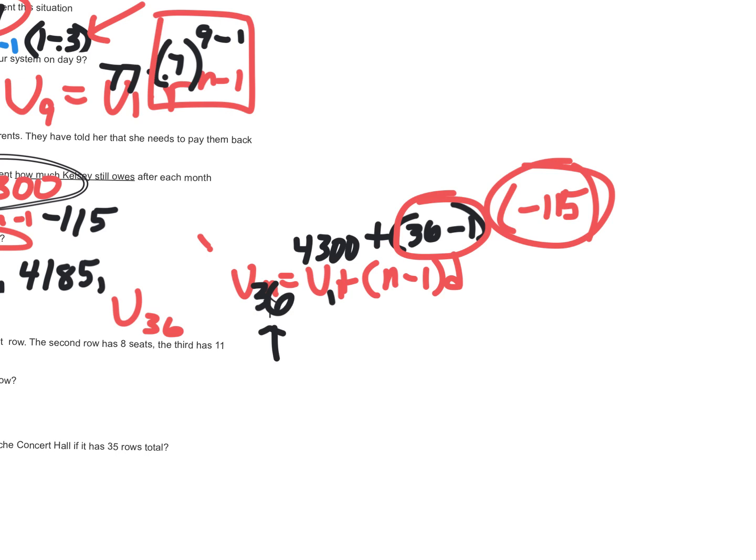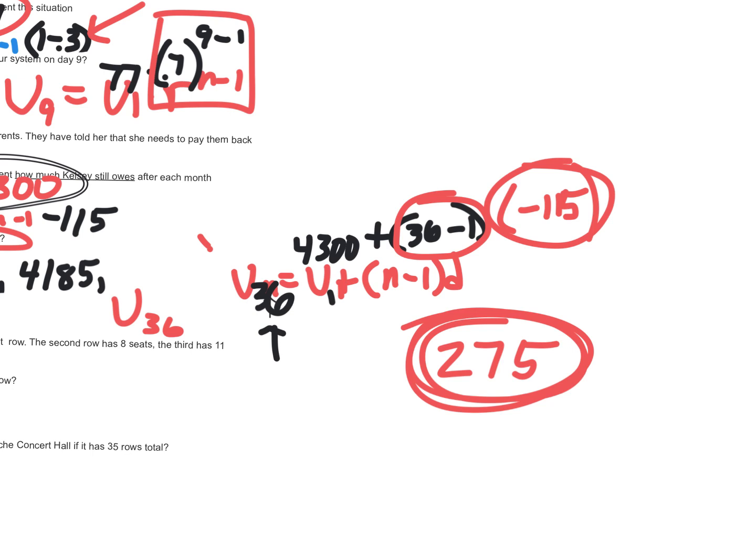35 times negative 115. Oh, I paid back $4,000, but I still have some to pay left. That sucks. Plus 4,300, and my loan stands at 275. I still owe 275, but it's getting pretty close to paid off. 3 years later, it's almost paid off.